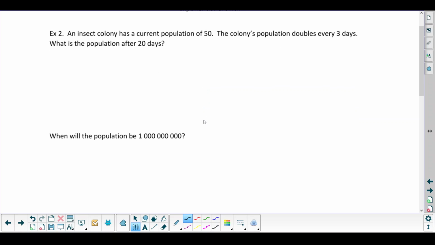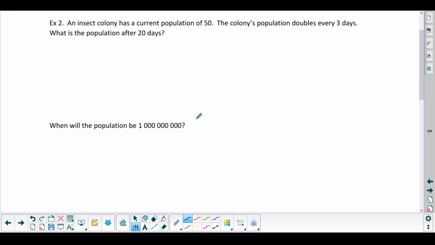In this one, an insect colony has a current population of 50. The colony's population doubles every 3 days. What is the population after 20 days? When we're dealing with questions like this, it's a really good strategy to just write down everything we know and maybe put some question marks around things we don't know. If there are some things we can quickly calculate, we can write those in as well.